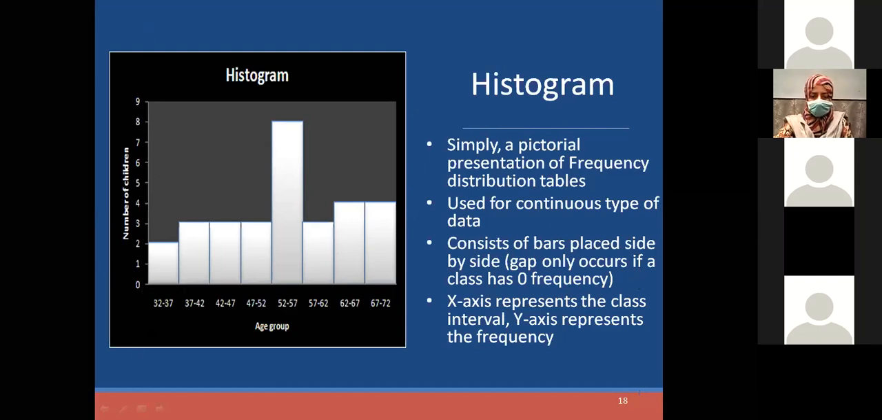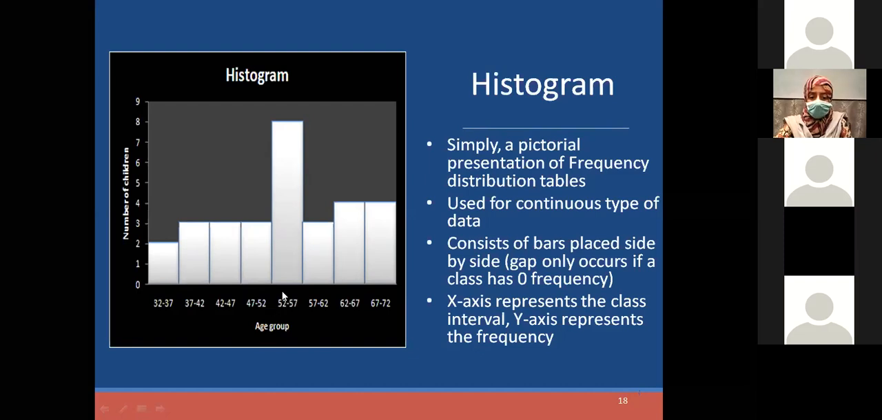The x-axis represents the class intervals and the y-axis represents the frequency. For example, you have different age group women and the number of children that they have. This should have a label also; it has a label missing here. However, we will proceed with this. Women who are 32 to 37 years of age had two children, compared to women of older ages.